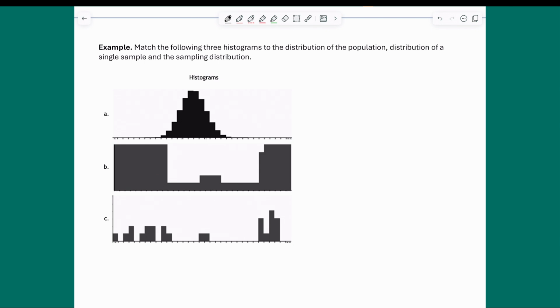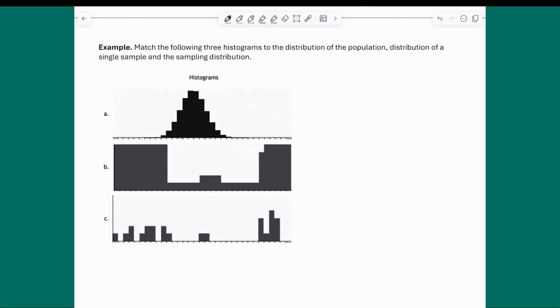Match the following three histograms to the distribution of the population, distribution of a single sample, and the sampling distribution. All right, so we have three scenarios here. We have the shape of the population. Then we sample from that population, so you have what's called the sample distribution, and you have the shape of the sampling distribution of means. In this case, we'll think means.